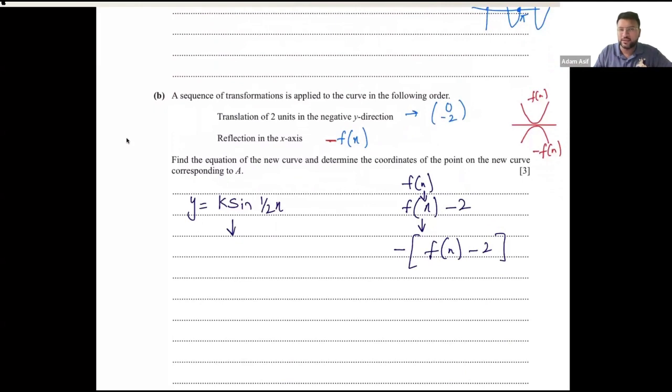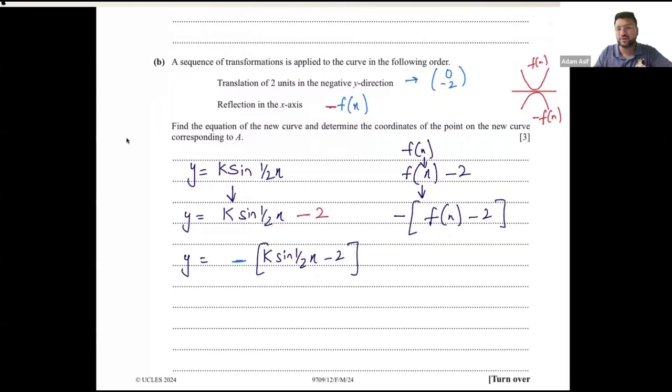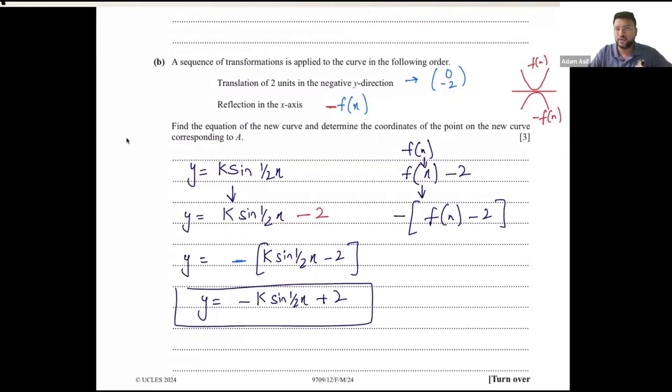So this is the equation to start with, k sine half x. अब सबसे पहले आप क्या करोगे? You're going to subtract 2. That means that the graph of k sine half x has gone 2 units down. Then you are going to reflect this k sine half x minus 2 in the x-axis. So you're going to multiply the entire function by minus. So the equation comes out to be y equals minus k sine half x plus 2. That's your equation of the transformed graph. Okay? Is everyone clear with the equation?